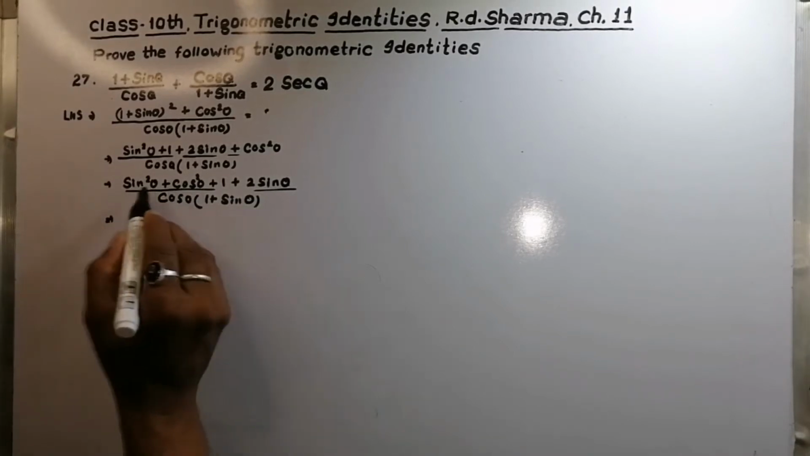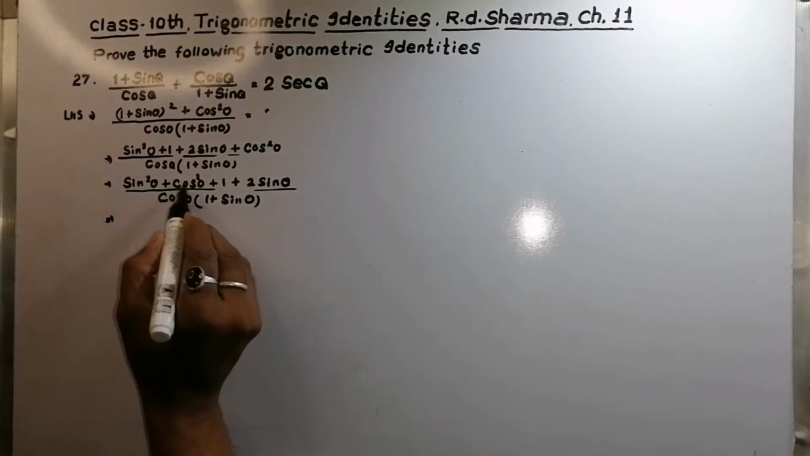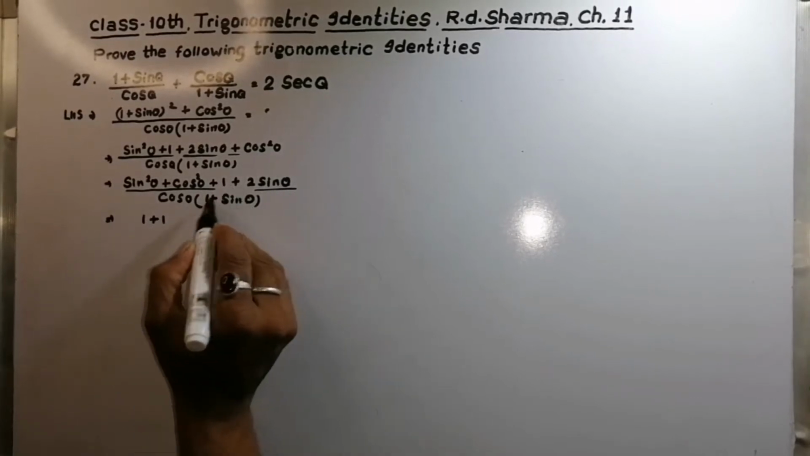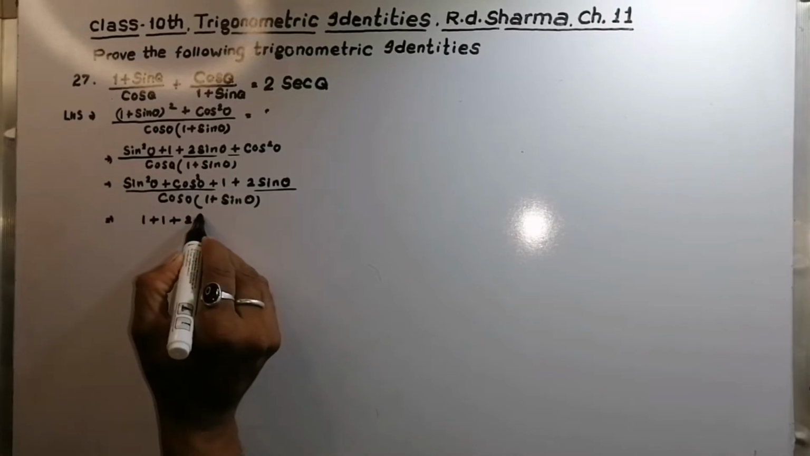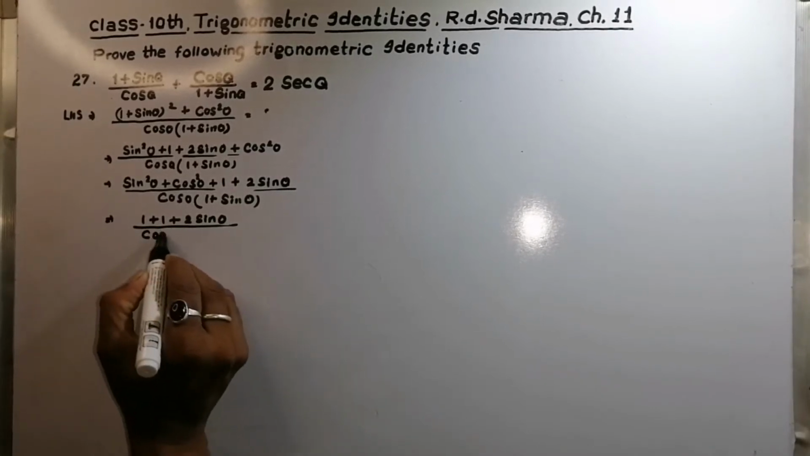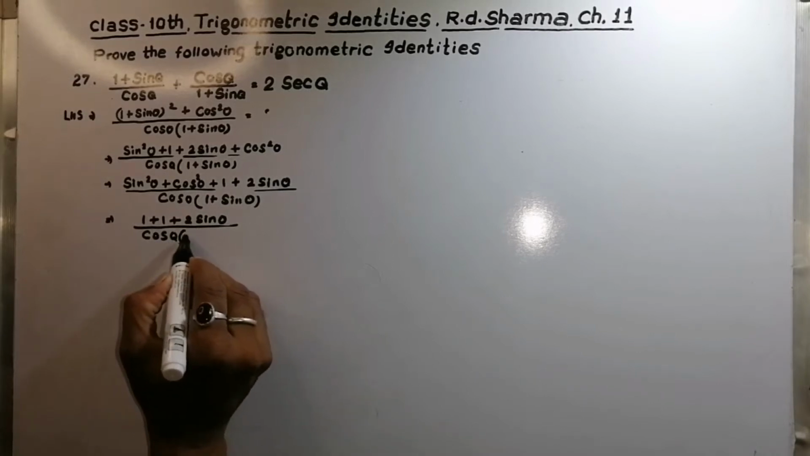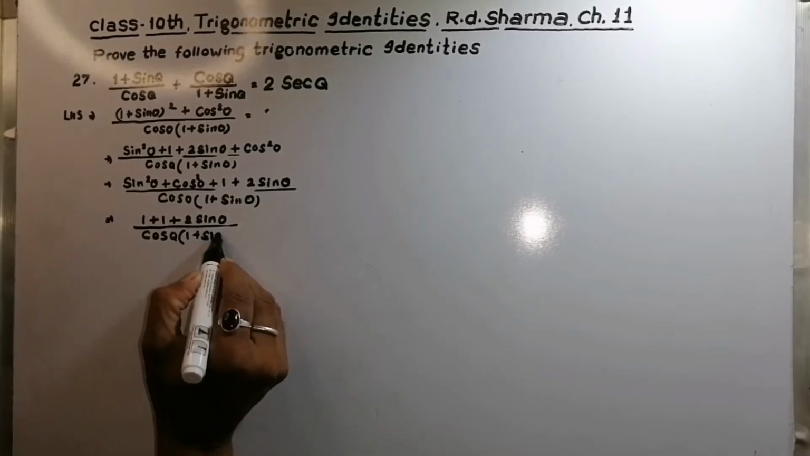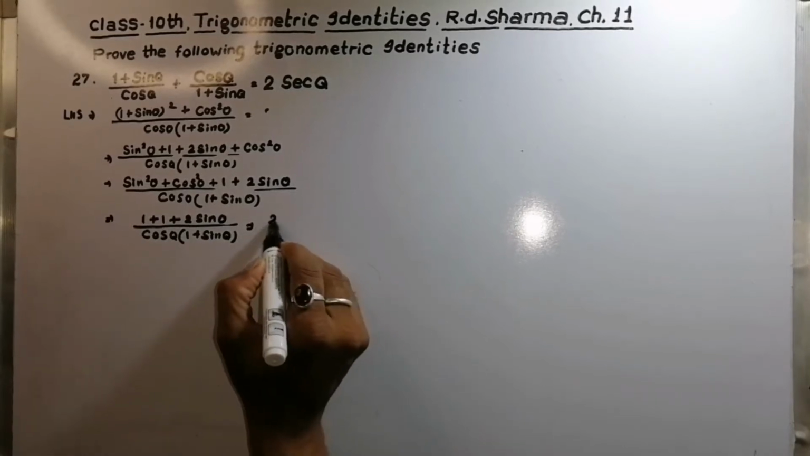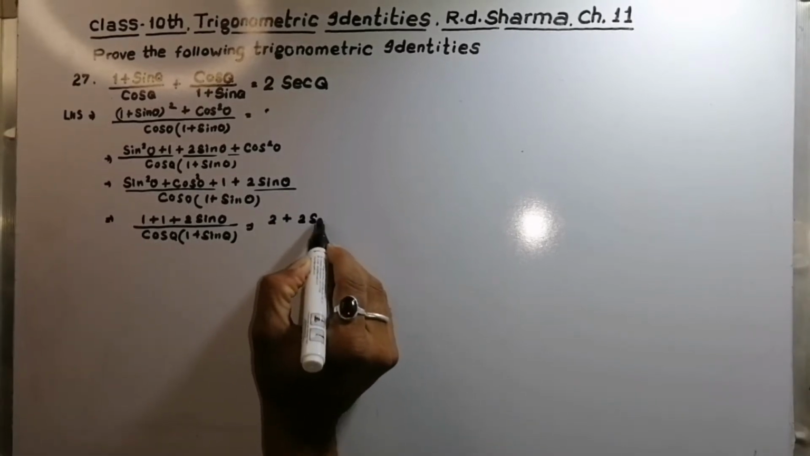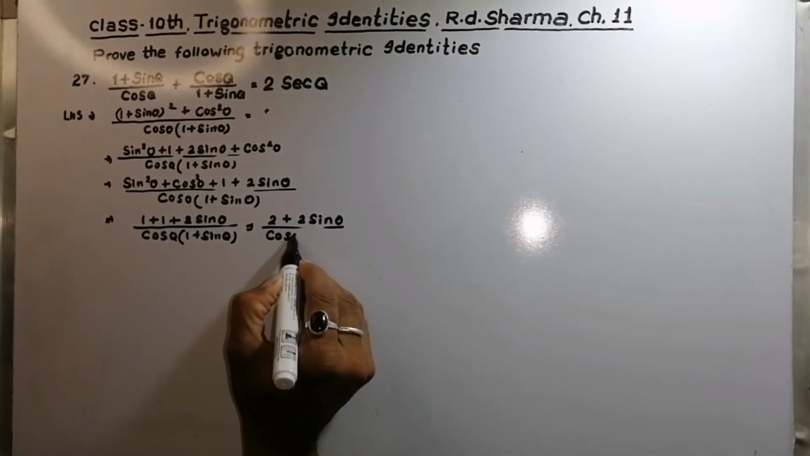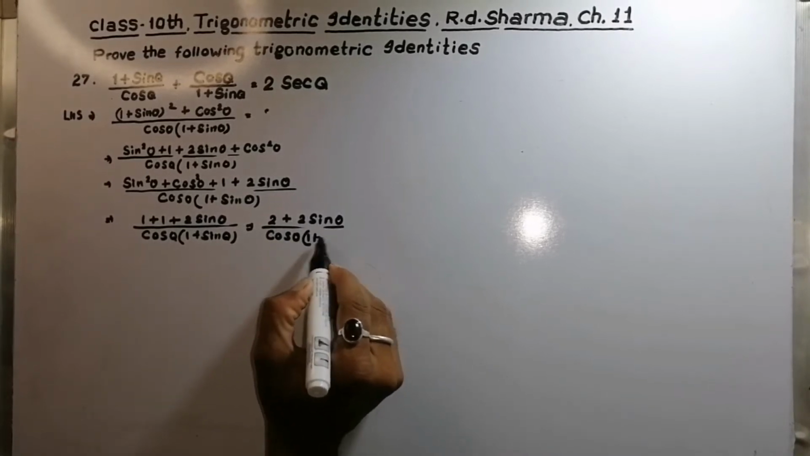Here we know that sin square theta plus cos square theta is equal to 1. 1 is here, one more, and plus 2 sin theta upon cos theta and 1 plus sin theta. We can write it 2 plus 2 sin theta upon cos theta, 1 plus sin theta.